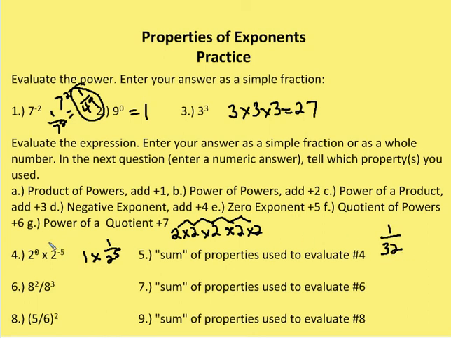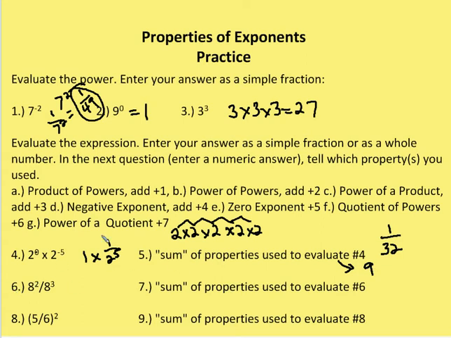So let's talk about the properties that we've used. Well, 2 to the 0, we've used the zero exponent property. And 2 to the negative 5th, we've used the negative exponent property. So those are the two that we've used. So we use the negative exponent, so we're going to add 4. We've used the 0 exponent, we've had 5. So as we evaluate this, our answer for number 5 is going to be 9.